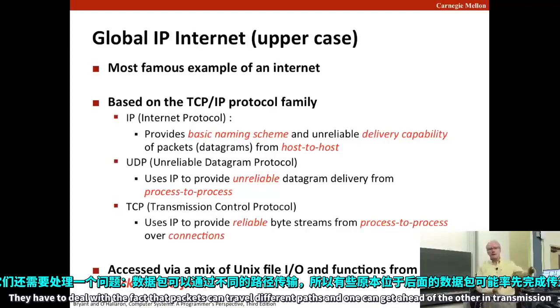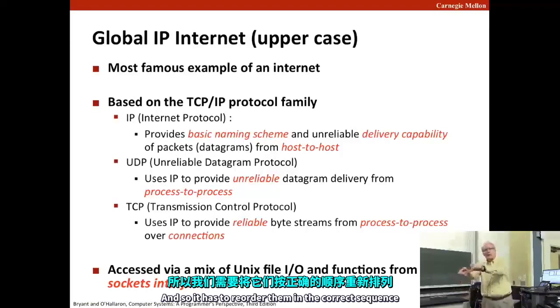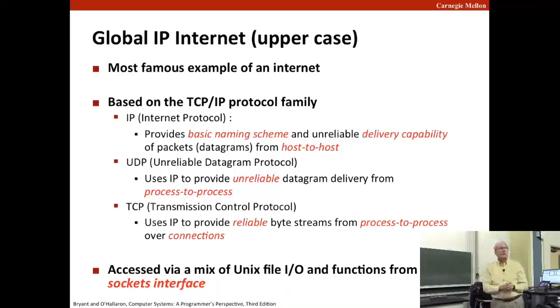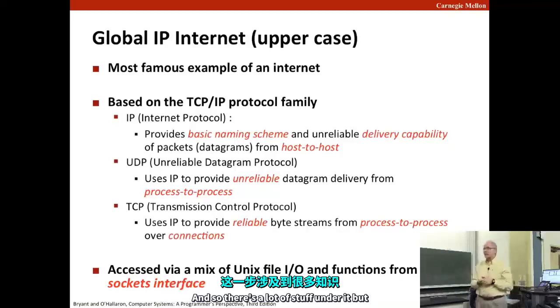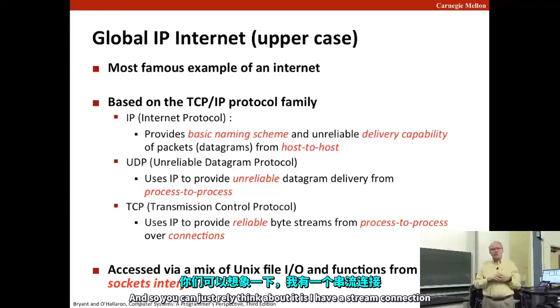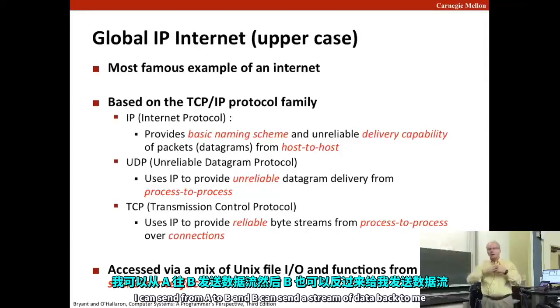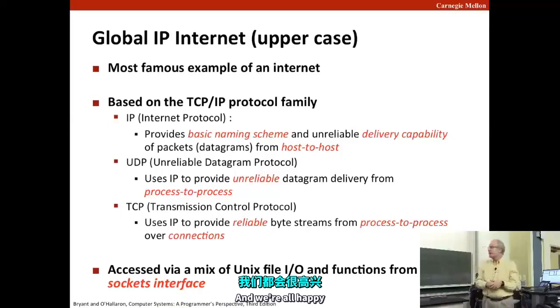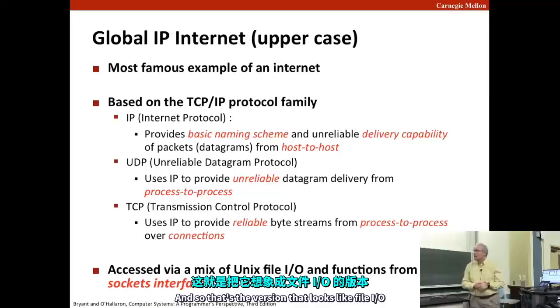They have to deal with the fact that packets can travel different paths and one can get ahead of the other in transmission, and so it has to reorder them in the correct sequence. And so there's a lot of stuff under it, but we'll just assume that it kind of works. And so you can just think about it as I have a stream connection. I can send from A to B, and B can send a stream of data back to me, and we're all happy. And so that's the version that looks like file I/O.